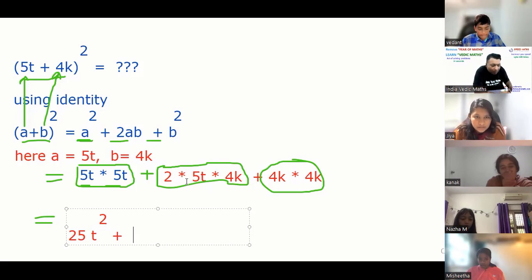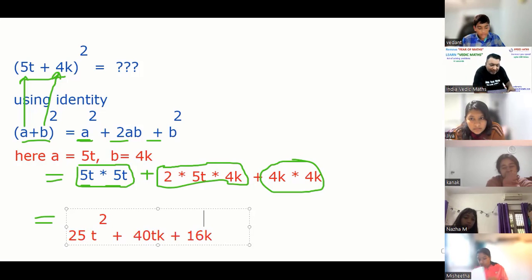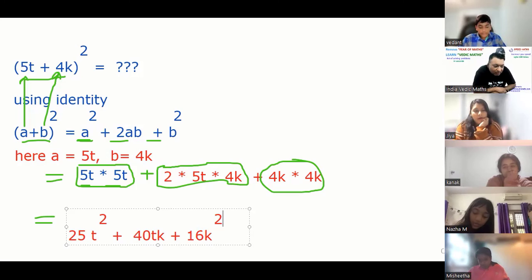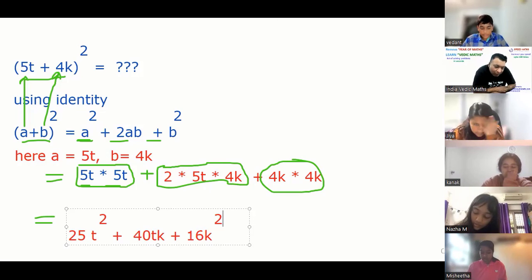Plus, how much is 2 into 5 into 4? So 2 times 5 is 10, 10 times 4 is 40, and t times k is tk. What is the last term? 4k times 4k. What is 4 times 4? 16. What is k times k? k squared. So 16k squared is the last term. The final answer is 25t squared plus 40tk plus 16k squared. Okay.